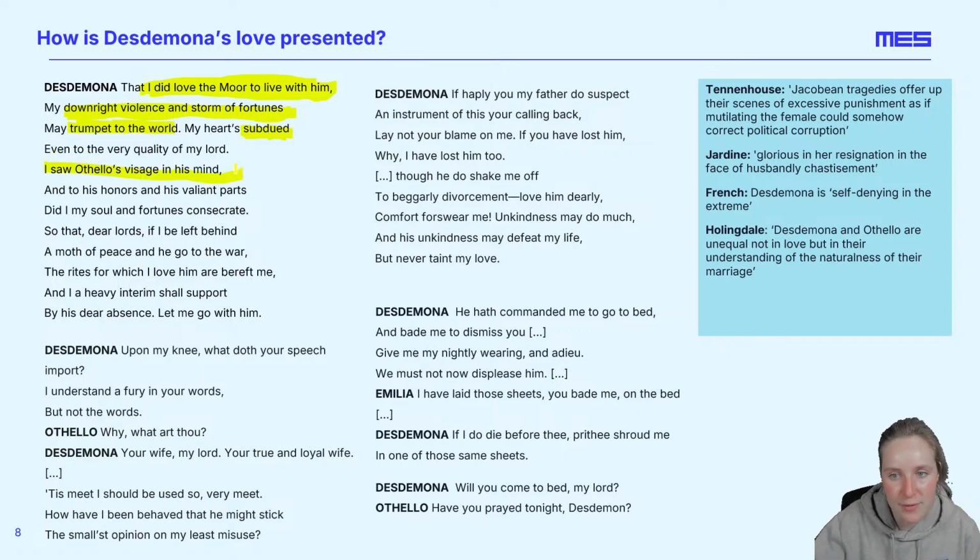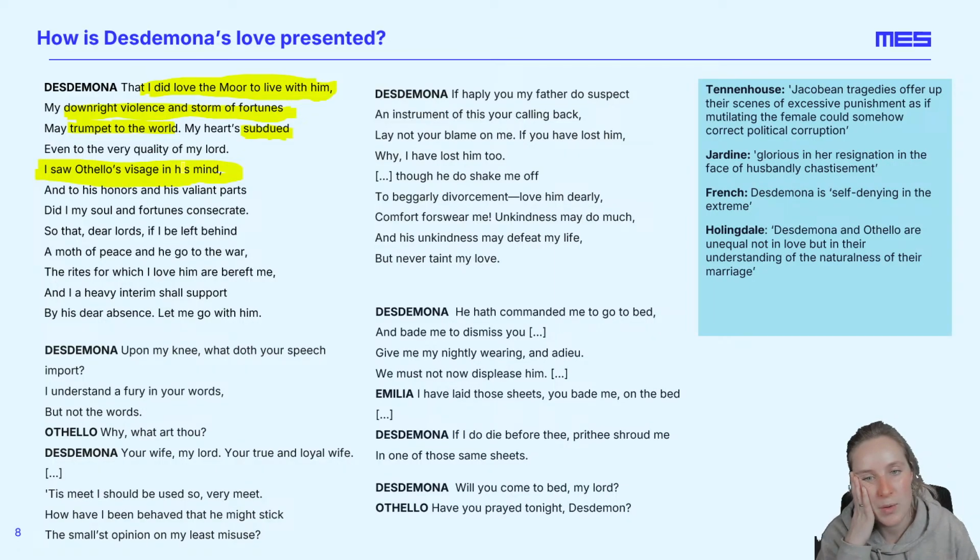I saw Othello's visage in my mind. This is interesting because visage is face, right? So I saw his face in his mind. So thinking of her being aware of his race, right? Falling in love perhaps because of his race or despite his race, arguable either way. But definitely that she is aware of the ramifications of her actions here and that she's not falling in love with him for anything idealized, unless we argue the adventure.